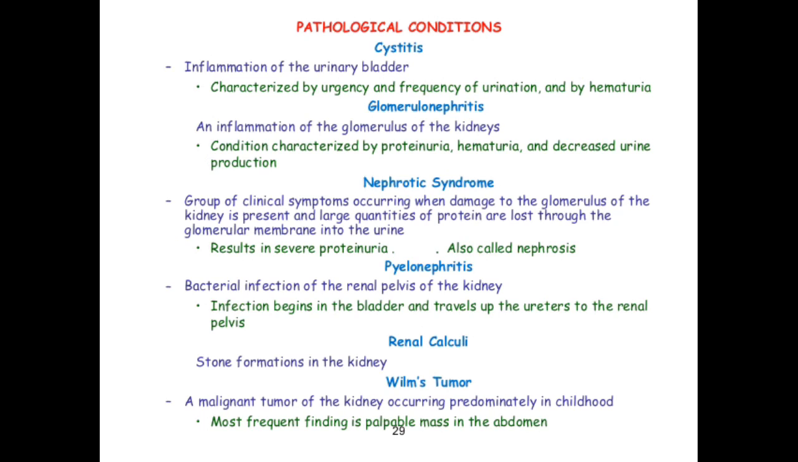Pyelonephritis, bacterial infection of the renal pelvis of the kidney. Infection begins in the bladder and travels up the ureters to the renal pelvis. Renal calculi, that is, stones in the kidney. Wilms tumor, a malignant tumor of the kidney occurring predominantly in childhood. Most frequent finding is a palpable mass in the abdomen.